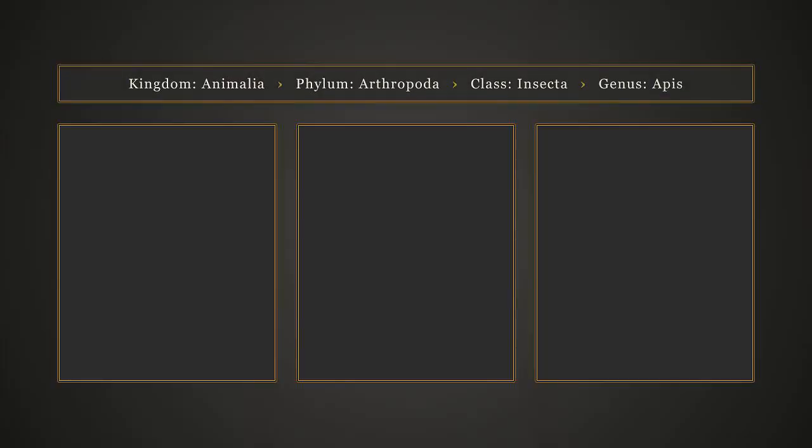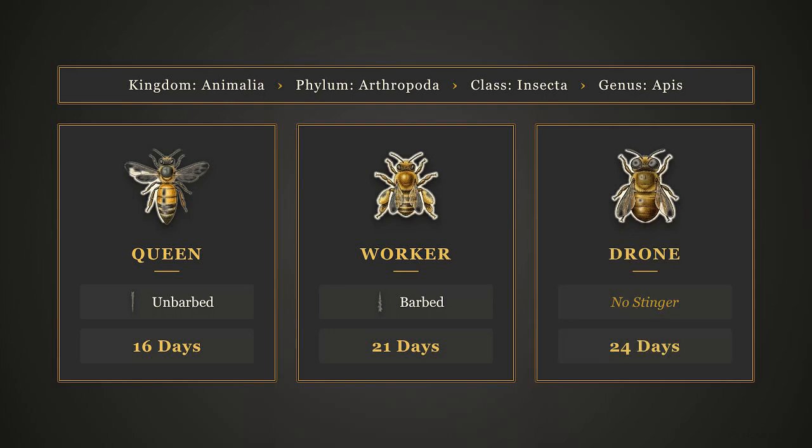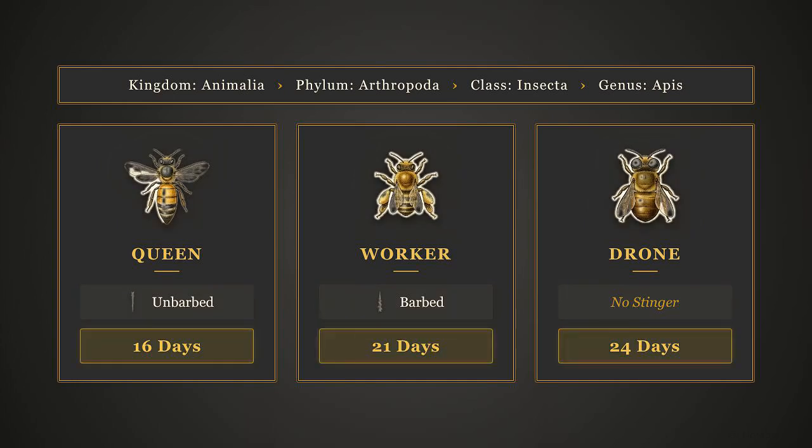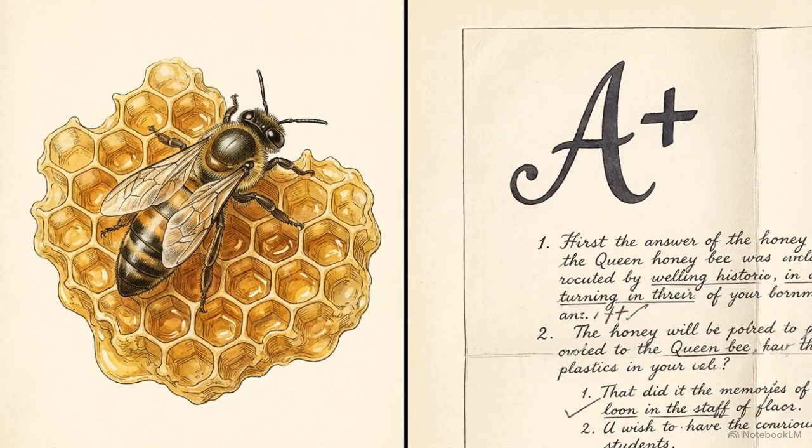This summary chart organizes all the testable facts we've covered today. Take a screenshot to keep the taxonomy, the physical traits of the three castes, and their distinct life cycle day counts handy for review. By mastering these specific biological parameters and understanding how they dictate the hive's behaviors, you are fully prepared to ace this subject on exam day.